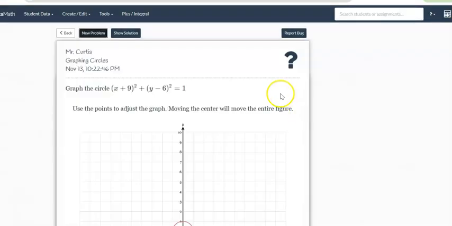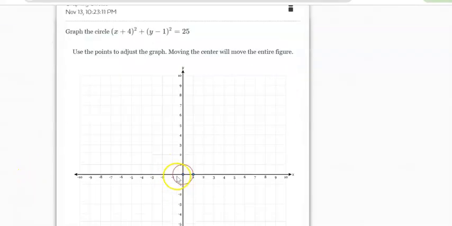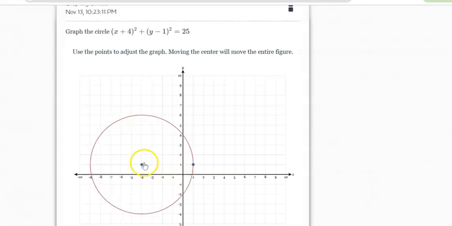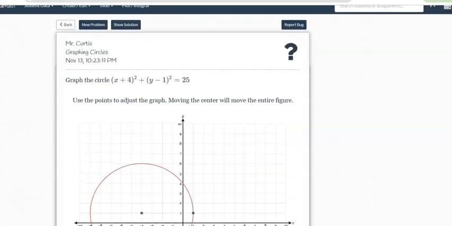Oops, no, I didn't want to hit new problem. So I accidentally hit new problem. Anyways, on this one, I'm going to go left 4 and up 1. Always opposite. So again, negative 4, positive 1 is where my center is. Again, radius is the square root of this. So the radius is going to be 5 units. 2, 3, 4, 5. Note that you can count 5 up or 5 to the left or 5 down to verify that.